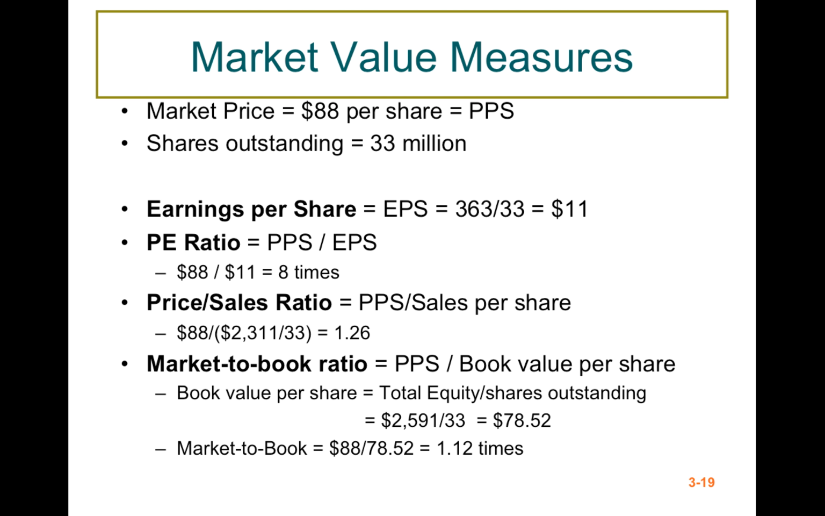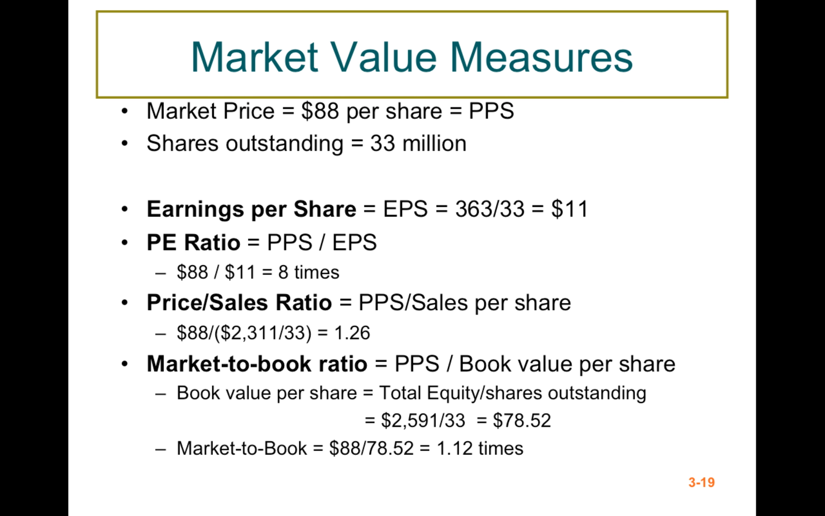And then the final fifth category is the market value measures. Really here we're looking at the PE ratio and that sort of thing, market to book ratio. And they're showing you how to calculate it via the market price. They have the 88 bucks per share for this. Shares outstanding 33 million. So you can calculate your earnings per share just by taking your earnings, which is 363 over your 33 million, and get 11 bucks, or your PE ratio, which is your 88 over your 11, which is going to get you 8 times.